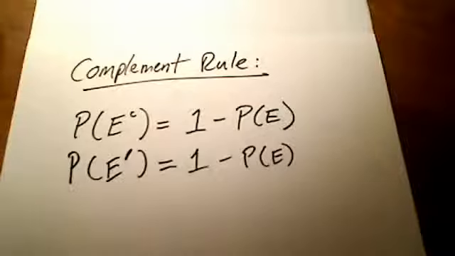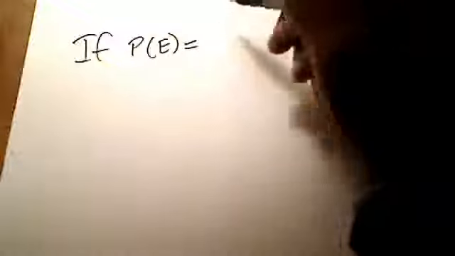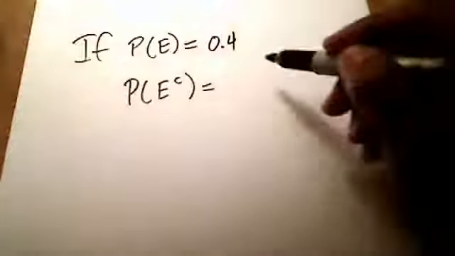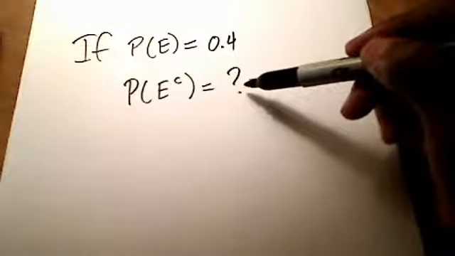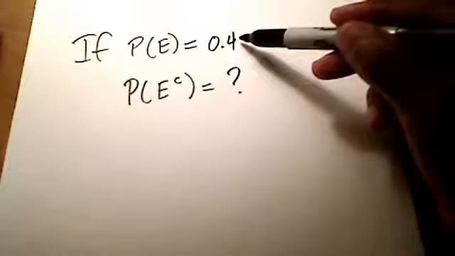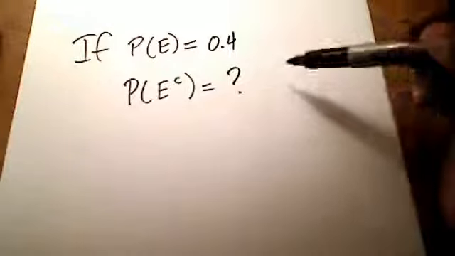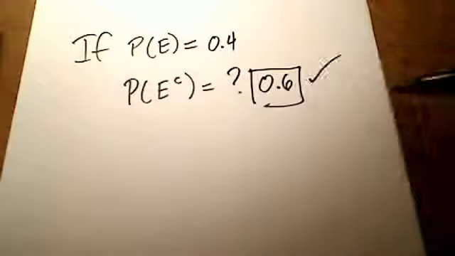Alright? You can think of it as simple as this. If P, the probability of E, and we'll make this simple here, is 0.4, and I want to know the probability of its complement, well, these two numbers, 0.4 and its complement, should add up to 1. So the difference between 1 and 0.4 is the answer for its complement. It's just 0.6. These two have to add up to 1. So that would be the answer for this one here.